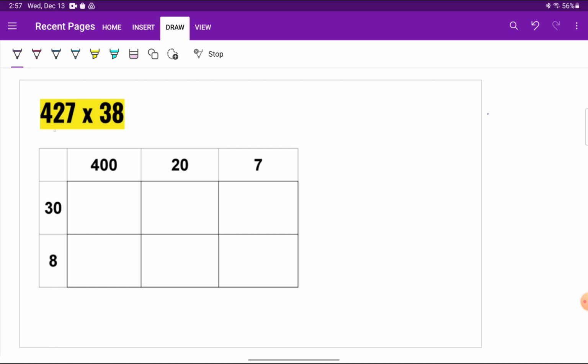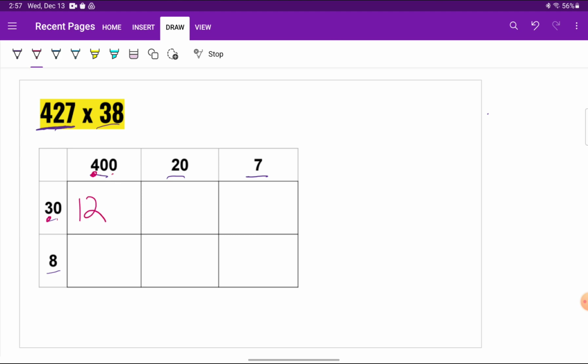We start by writing the numbers in expanded form. 427, 38: 400, 20, and 7, 30 and 8. And then we fill this chart in just like a regular multiplication chart. So I'm going to do 30, 3 times 4 is 12. And then I can count zeros, 1, 2, 3.